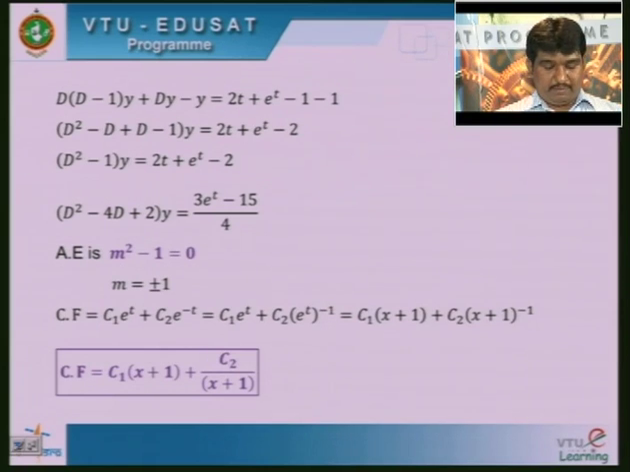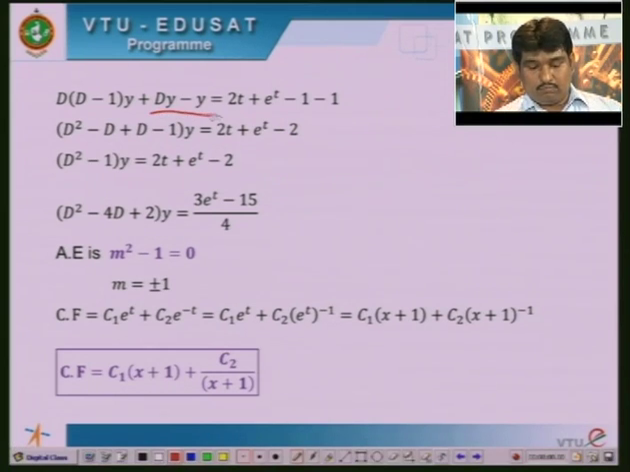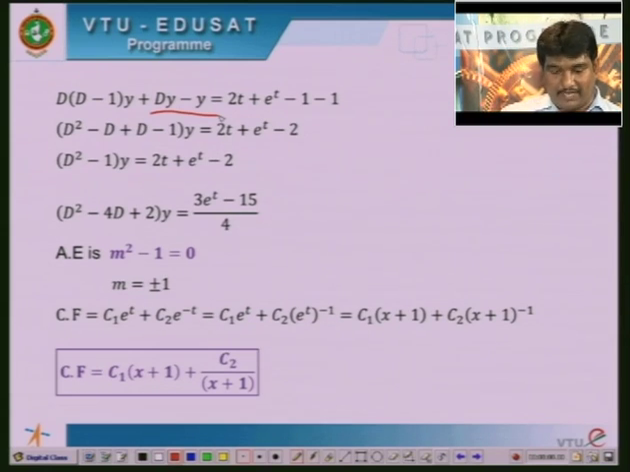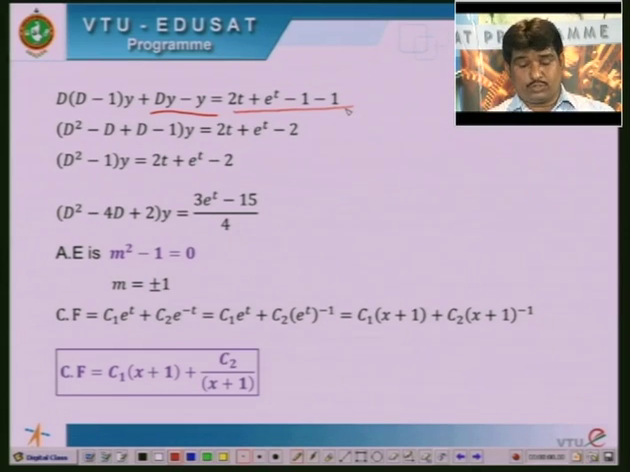I have used the dy minus y term, so there is a y dash term there. I have not shifted this to RHS. There is a y dash term in the question. It's x plus 1 into y dash. Now, this is the RHS part. After simplification, D square minus d plus d minus 1 of y equals to 2t plus e to the power of t minus 2. You simplify this equation to get this form. D square minus 4d plus 2 of y equals to 3 into e to the power of t minus 15 divided by 4.